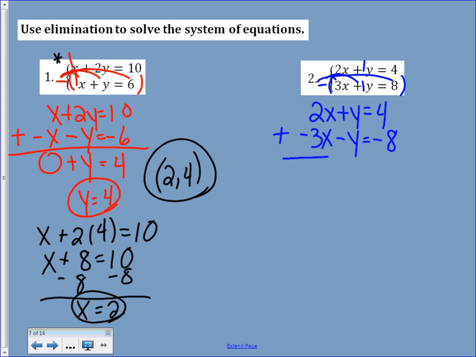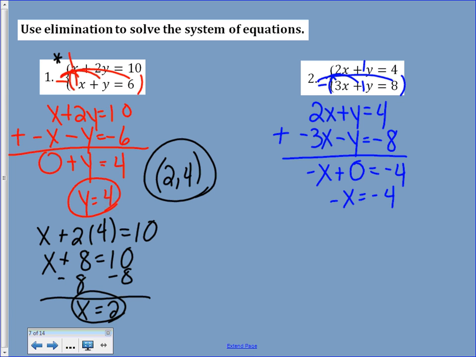It still means the same thing. So we're going to go ahead and add these two together. So I have 2x minus 3x, which gives me negative x. My y's are going to cancel to 0. 4 minus 8 is going to give me a negative 4. So now I have negative x is equal to a negative 4.